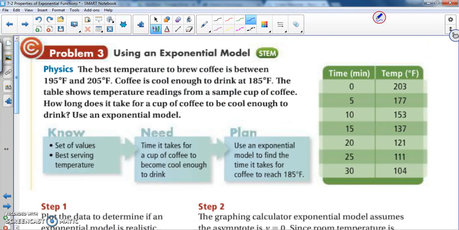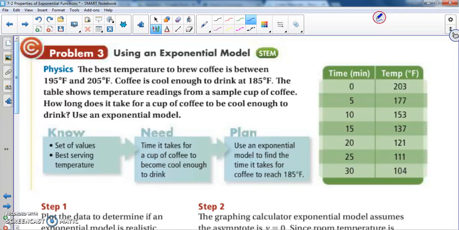So we can use an exponential model in life. The best temperature to brew coffee is between 195 degrees Fahrenheit and 205 degrees. Coffee is cool enough to drink at 185 degrees Fahrenheit. The table shows temperature readings from a sample cup of coffee. How long does it take for a cup of coffee to be cool enough to drink?